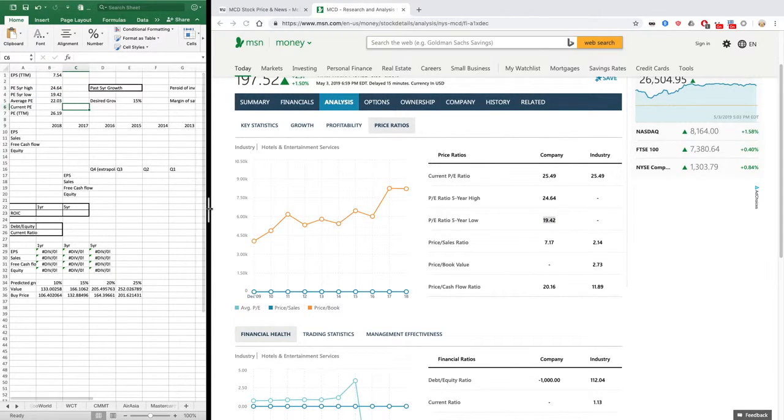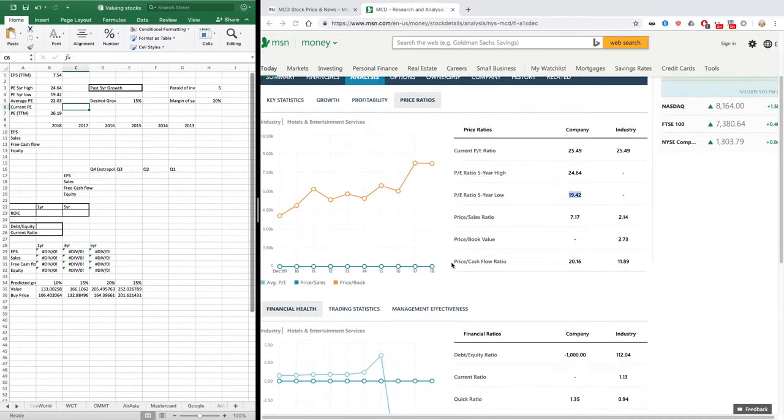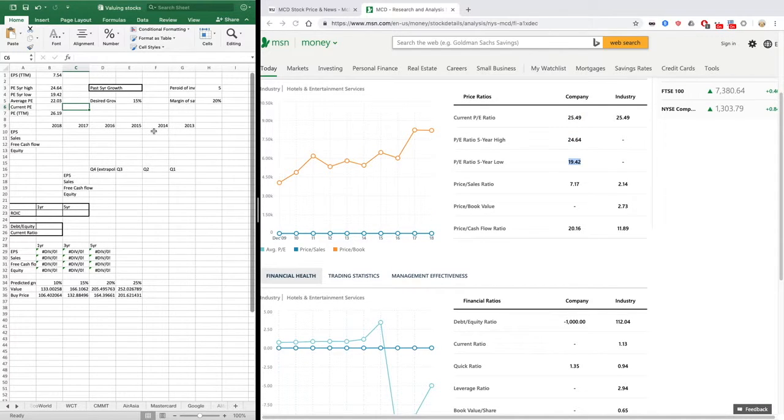PE is one of the ways you can value a stock as well. Preferably we'll look for lower PE ratio companies, which indicates that it's cheaper, but it also might indicate that investors don't see that this company is growing in the future. That's why the low PE ratio. So we have to look at other metrics as well. Current PE, we're going to leave that blank first.